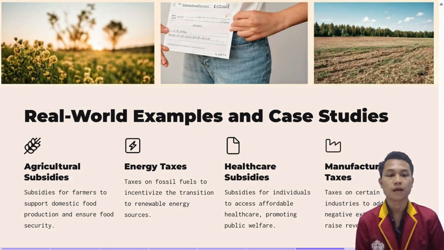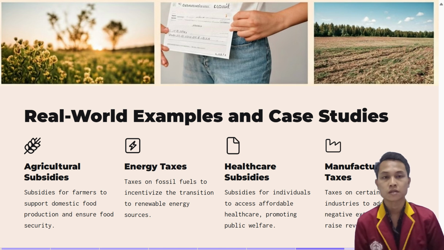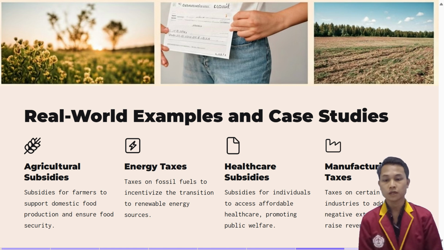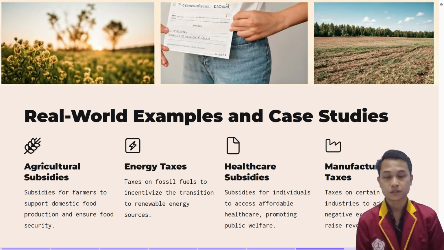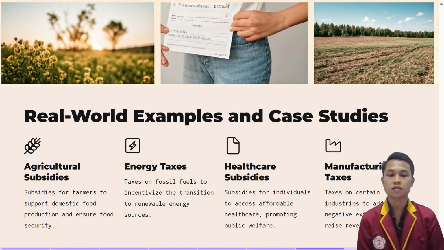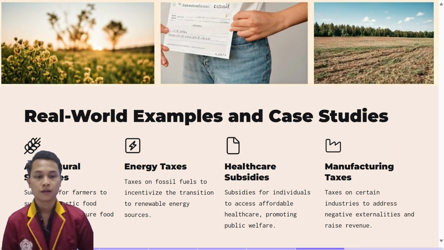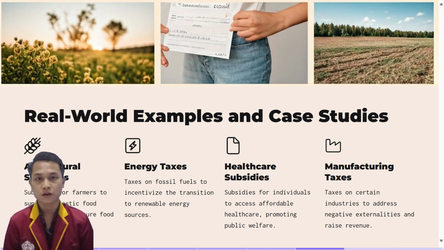Real-world examples and case studies. Agricultural subsidies: subsidies for farmers to support domestic food production and ensure food security. Energy tax: tax on fossil fuels to incentivize the transition to renewable energy sources. And healthcare subsidies: subsidies for individuals to access affordable healthcare, promoting public welfare. And manufacturing tax: tax on certain industries to address negative externalities and raise revenue.